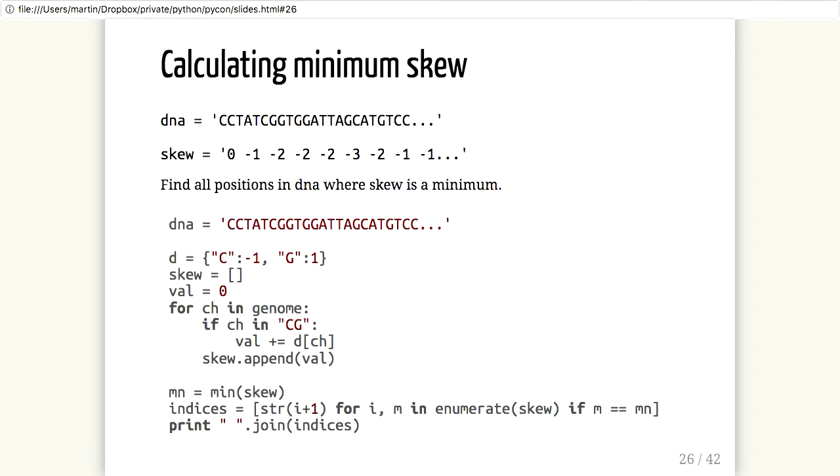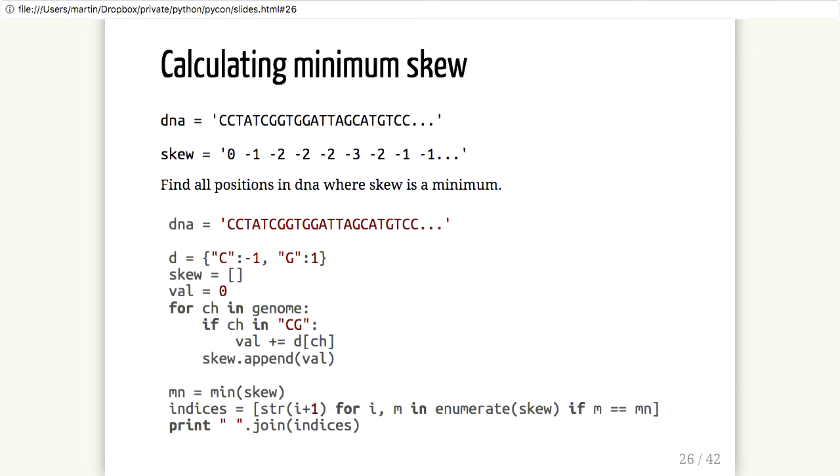Okay. We've got 2 more examples. This one is calculating what they call minimum skew. So earlier we said areas rich in CG are interesting. It turns out that if the ratio of C's to G's is high, so we've got a lot of C's close together, it's even more interesting.